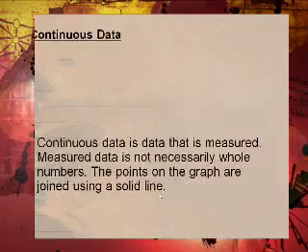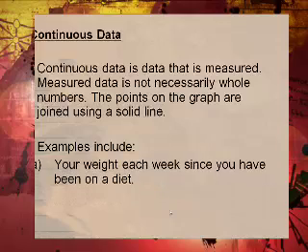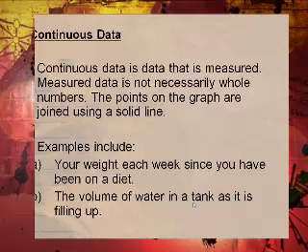Good. Continuous, quickly. Continuous data is data that is measured. Measured data is not necessarily whole numbers. You can measure and not get a whole number. The points on the graph are joined using a solid line. Now, look at the examples. Your weight, grams, powder, petrol, diesel, and so on. The volume of water. I'm talking of the volume here, like volume of petrol, volume of diesel.